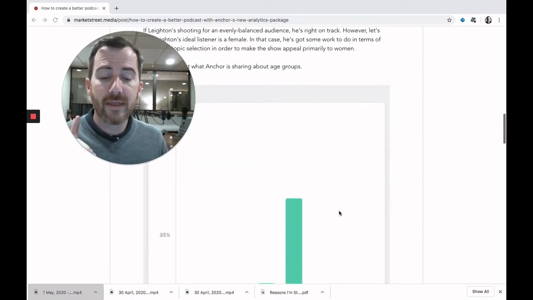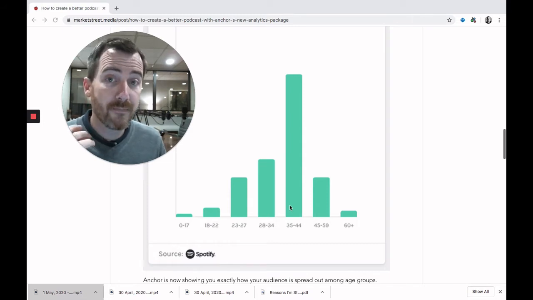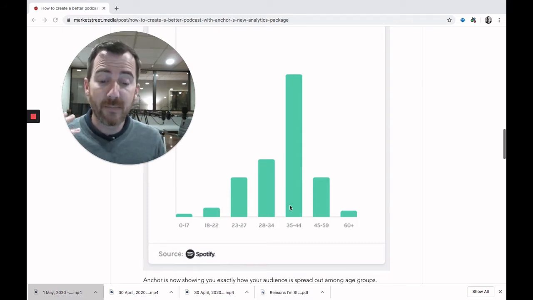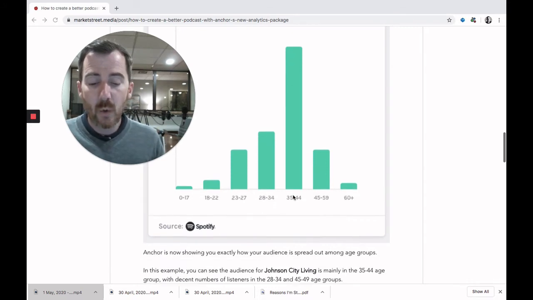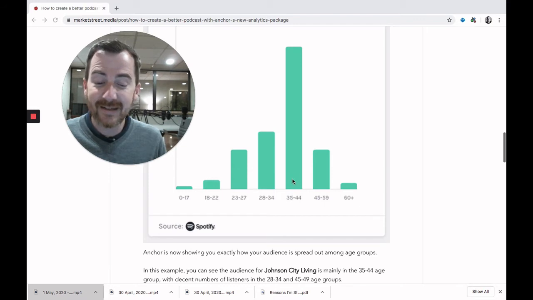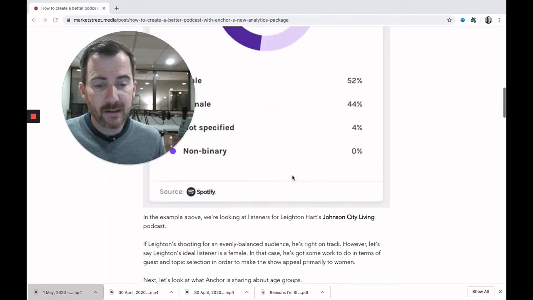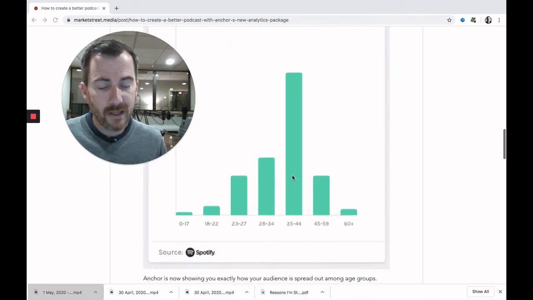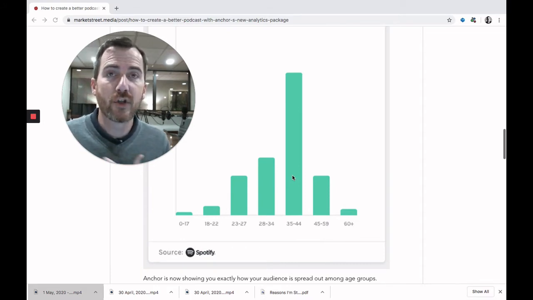Okay, so the next thing we can look at is the age group of our listeners. You can see here that the typical Johnson City Living podcast listener is somewhere in the 35 to 44-year-old range. And what I'm learning here by looking at these is that basically my podcast attracts people like me. So I'm a 43-year-old male, and I'm getting predominantly people like me. This is okay unless I was trying to reach a different group. If I was trying to reach females over the age of 50, I'm falling on my face.